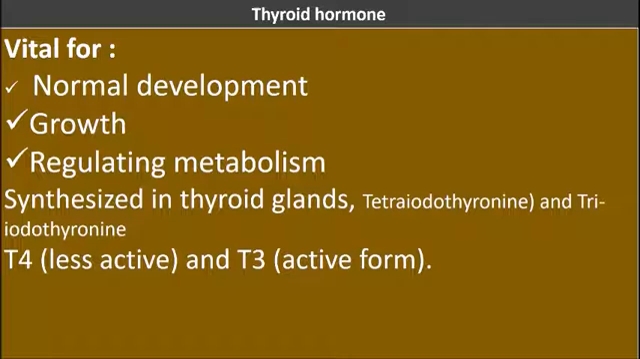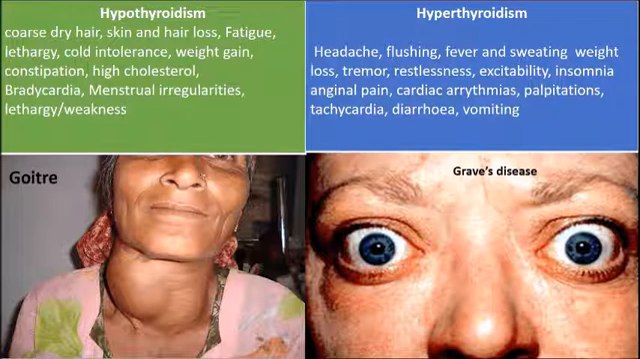And this is basically what we said earlier. Also, one of the causes of hyperthyroidism includes Graves' disease, which is an autoimmune condition where antibodies activate the thyroid gland, resulting in release of more T4 and the ultimate conversion to T3, causing symptoms of headache, flushing, fever, sweating, weight loss, or basically increased metabolism.